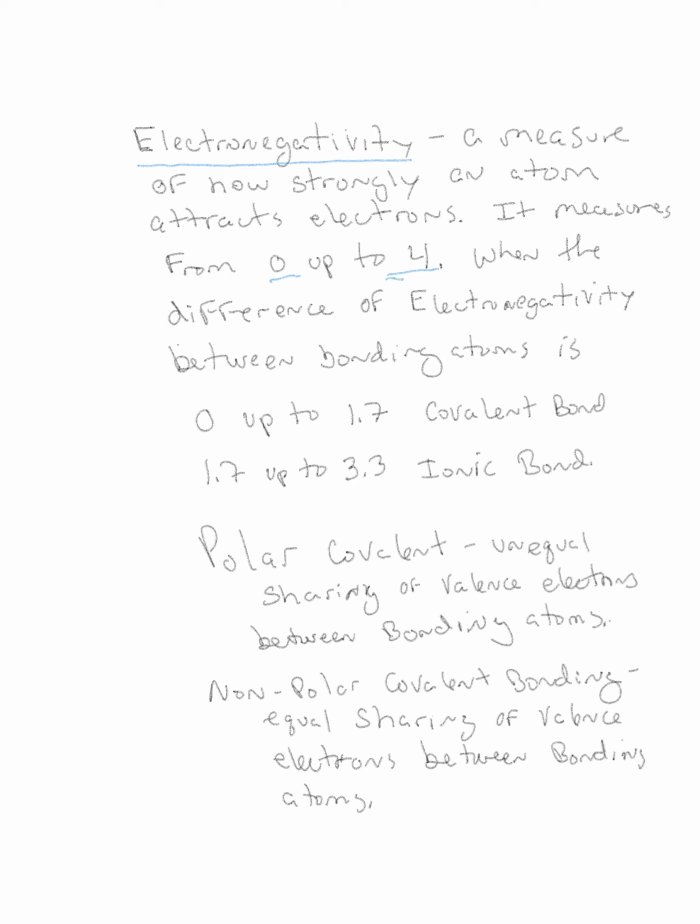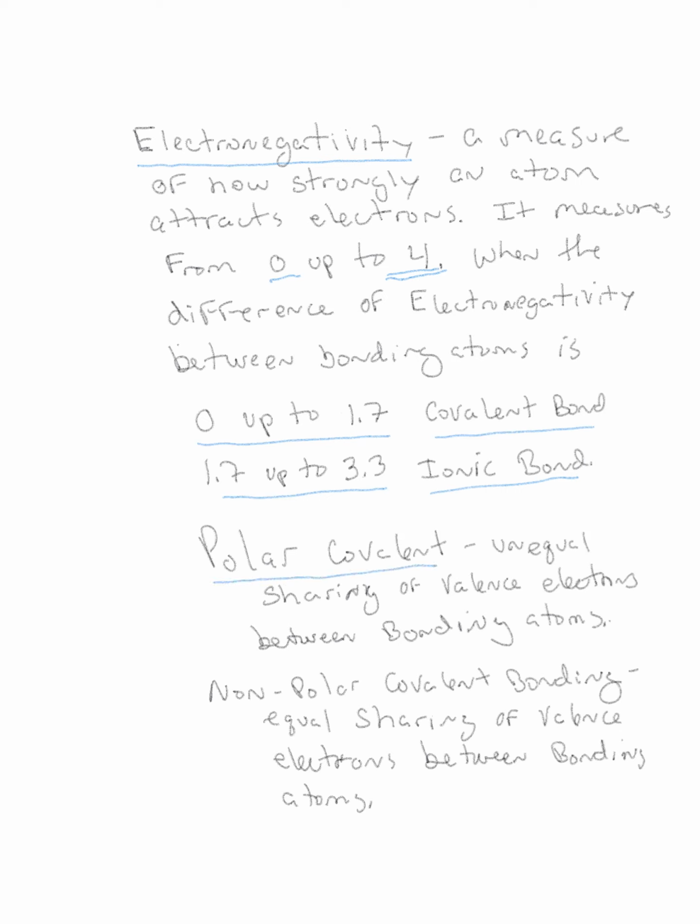Fluorine is the only one that has an electronegativity of 4. When the difference in electronegativity between bonding atoms is 0 up to 1.7, a covalent bond forms. When the difference in electronegativities between bonding atoms is 1.7 up to 3.3, an ionic bond will form. So what does that mean? Well, we'll look at some examples, but let's first look at covalent bonding.